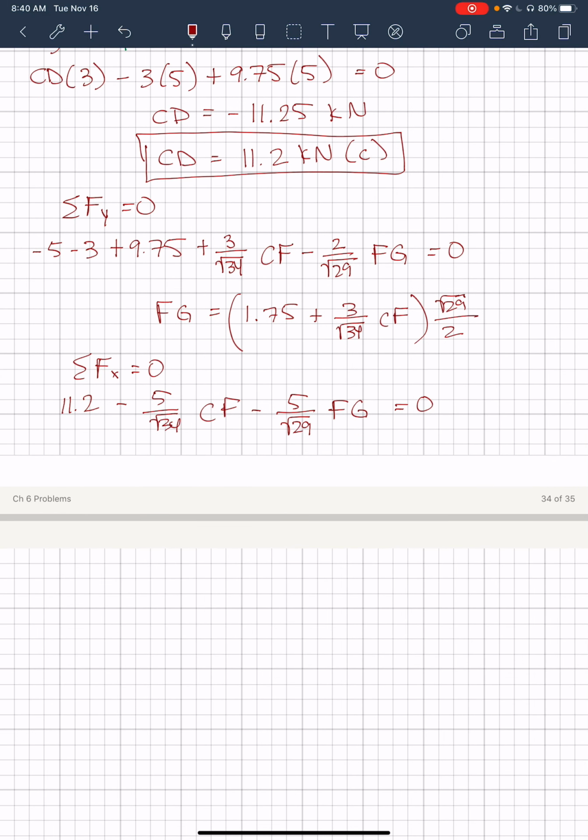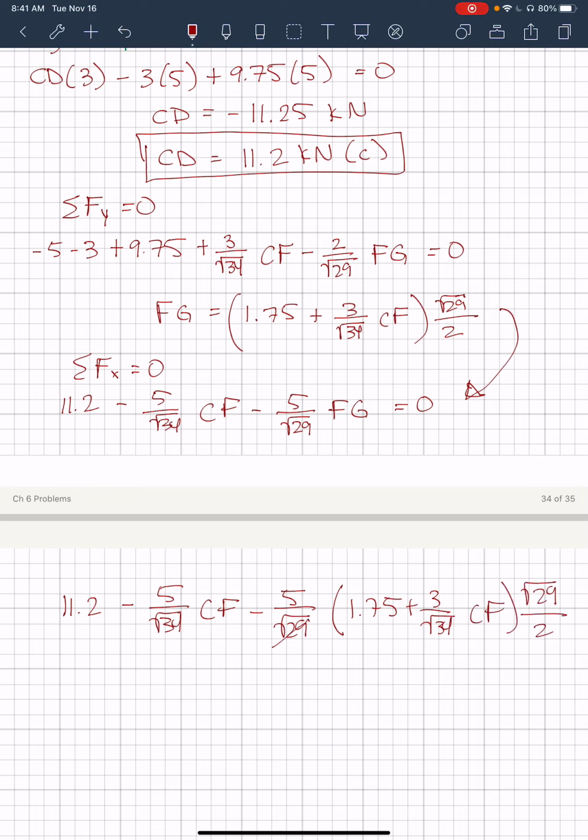I can plug that into here. So we get 11.2 minus 5 over the square root of 34 CF minus 5 over the square root of 29 of FG, and I'm just replacing that 1.75 plus 3 over square root of 34 CF times the square root of 29 over 2. The square roots of 29 cancel out. That equals 0. So now I just need to do some calculations.